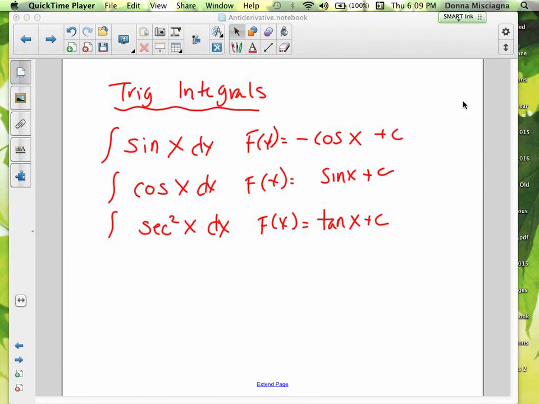And then the integral for secant squared x is tangent x plus c, because the derivative of tangent x is secant squared x. So there we're just looking at some very, very common ones. In other words, these are the very common derivatives on the left for the functions on the right.